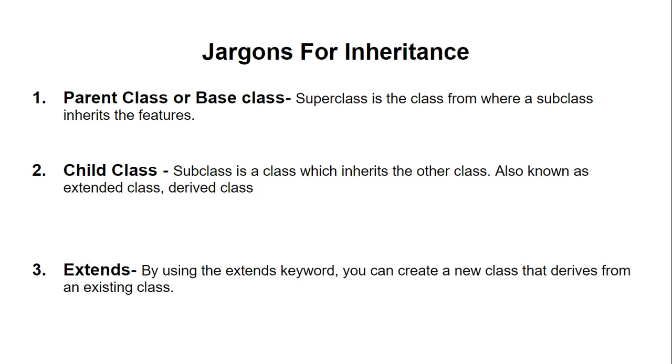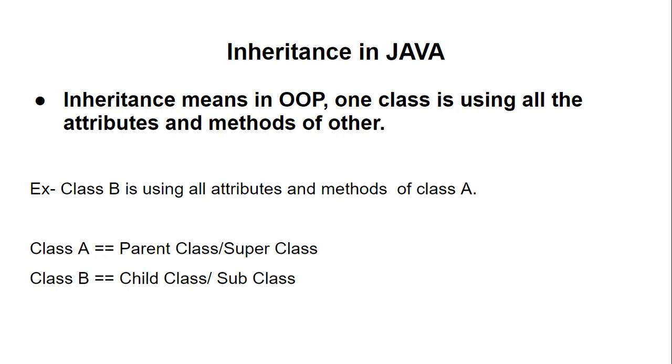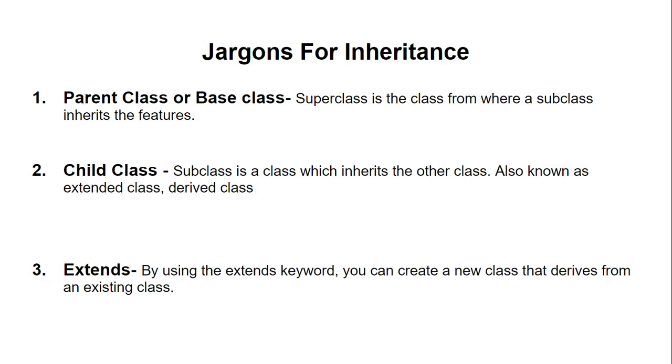that are very common. So the first one is parent class. As we have understood from the last example, the parent class is nothing but the class which is being inherited, or whose qualities are inherited by another class. We can refer to the parent class as base class or superclass also. So what is a superclass? A superclass is the class from where a subclass inherits the features.